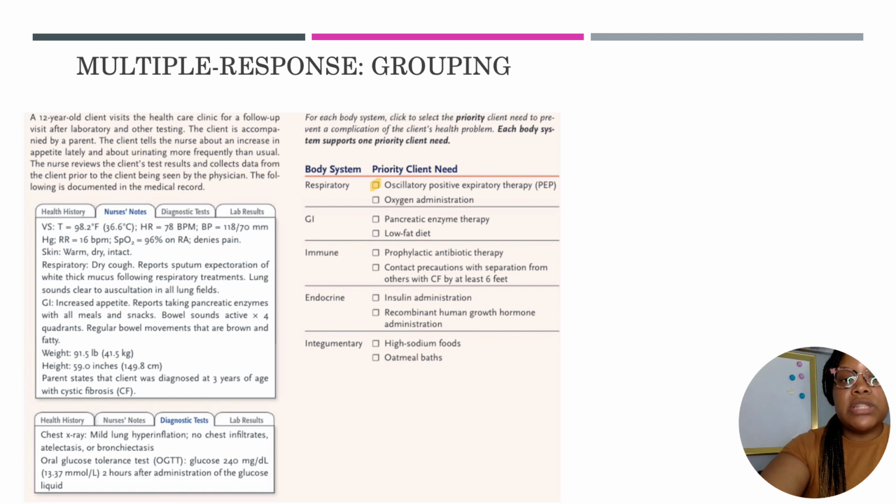Let's think about it. This patient has cystic fibrosis, meaning that they do not have the pancreatic enzymes they need for digestion and for absorption of nutrients. So a patient needs to always take their pancreatic enzymes. Those are very, very important. So that's going to be priority for this patient.